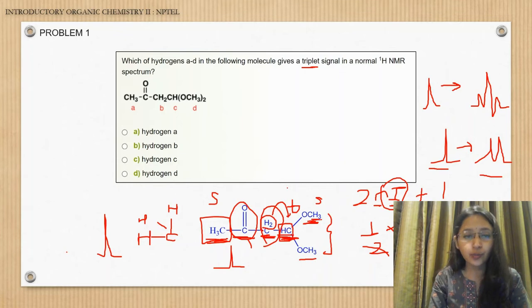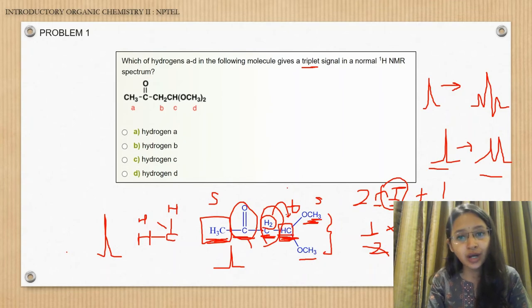So, what was the question? The question was which of the hydrogens from A to D are going to give a triplet signal in the 1H NMR spectrum. As we have concluded, this methyl is going to give you a singlet, this CH2 is going to give you a what? Doublet, because of this CH proton. And this CH is going to give you a triplet because of the two hydrogens present in the vicinity of this CH group. And these two methyl groups again will give you a singlet because CH is very far away, because of the oxygen present in between this CH and methyl to show the splitting.